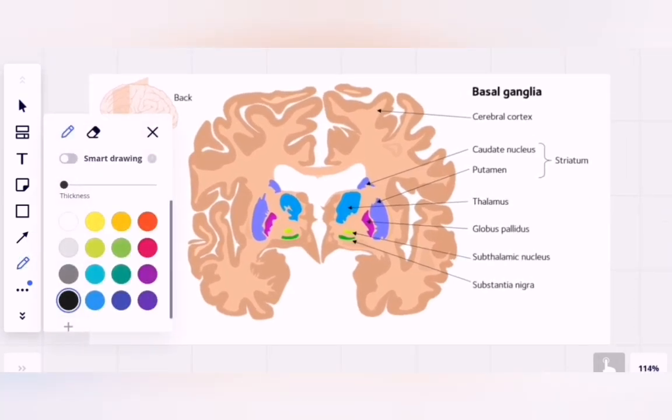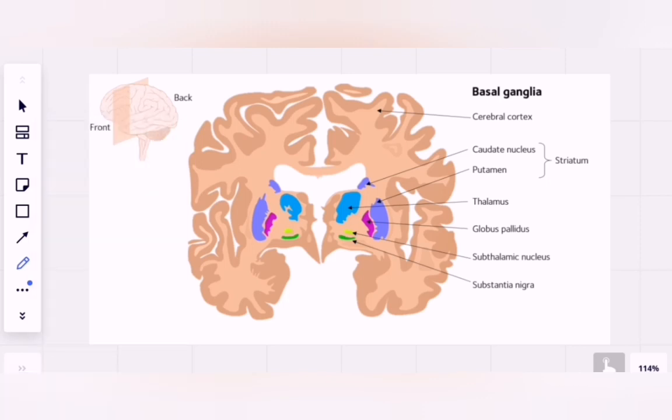Here you can see the frontal lobe, and this is the posterior lobe. So frontal and back are mentioned. On the cross-section view, you can see a perfect image of the basal ganglia. Here is the cerebral cortex, caudate nuclei and putamen. The caudate nuclei and putamen together are known as the striatum.